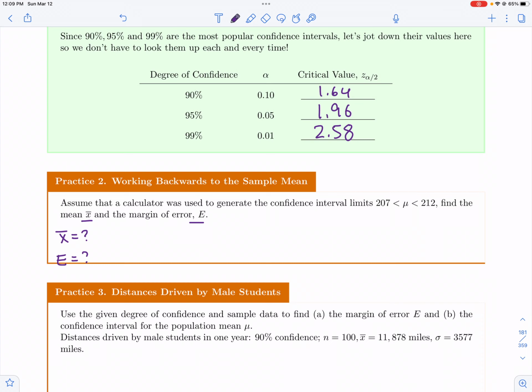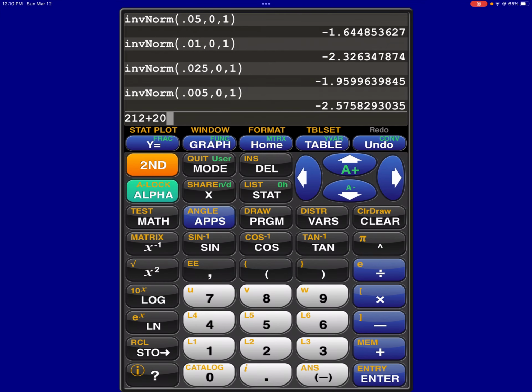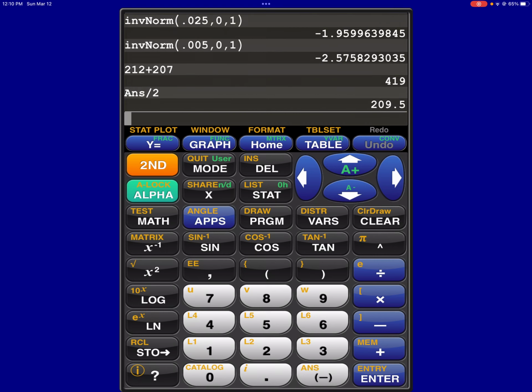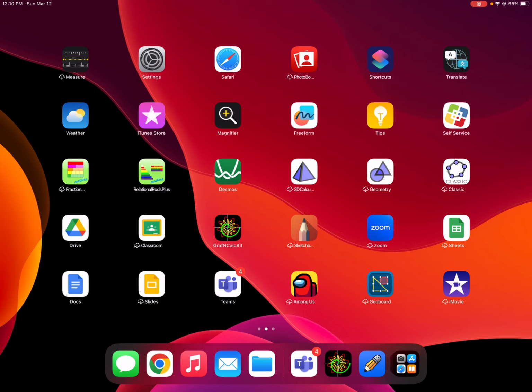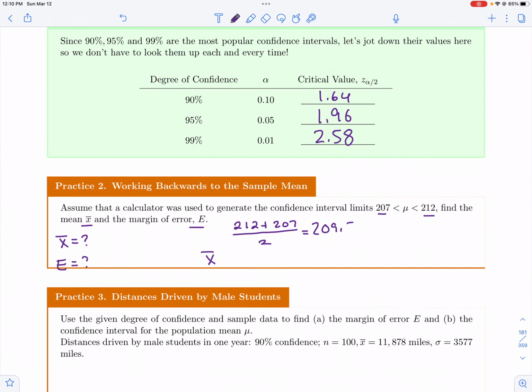So if we wanted to find the middle of this, knowing the upper value and the lower value, what we could do is take these two, upper and lower, add them together, and divide by 2, and that's going to give us the middle of our confidence interval. So if I do 212 plus 207, and divide by 2, then that tells me my middle, or average, is going to be 209.5, which is going to be the same as my sample mean. So this is 209.5, which is going to be my sample mean.